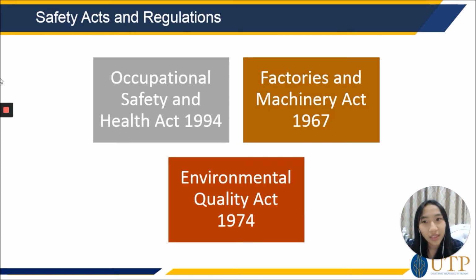So finally, there are several safety acts and regulations that we need to abide, since our plant location is in Nibong Tebal, Penang, Malaysia. So these acts are generally to protect the well-being of persons, as well as to control the pollution. So the acts are like Occupational Safety and Health Act 1994, Factories and Machinery Act 1967, and Environmental Quality Act 1974.